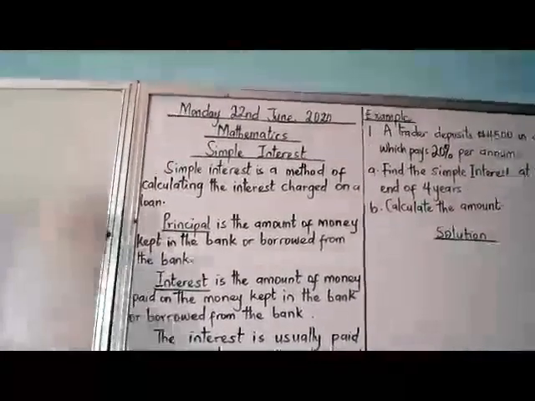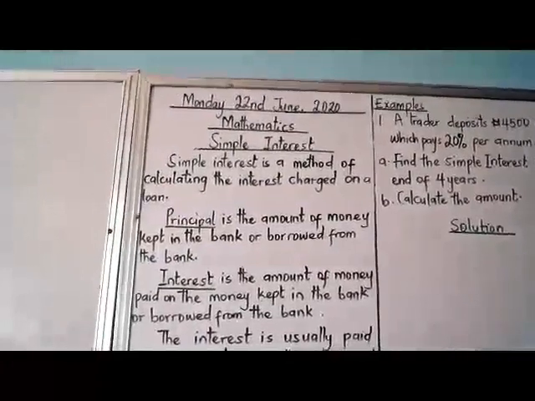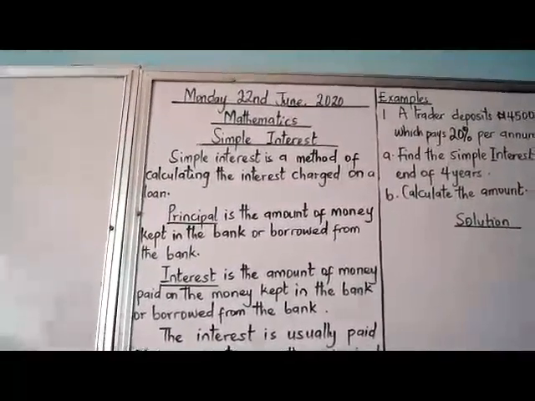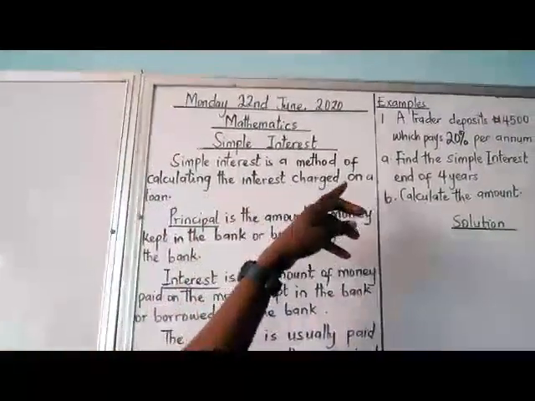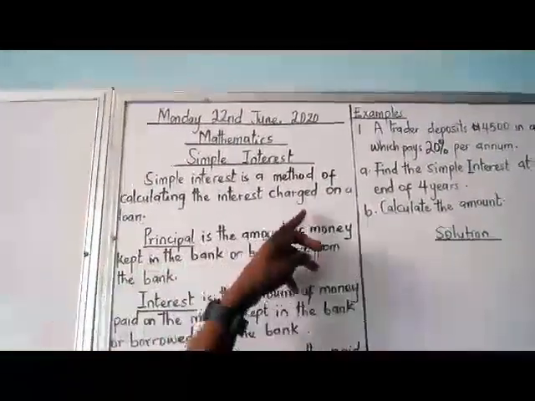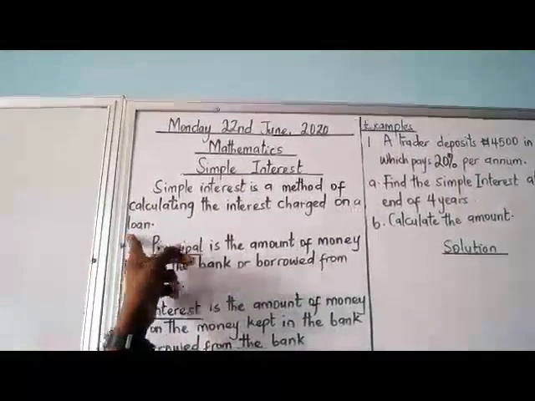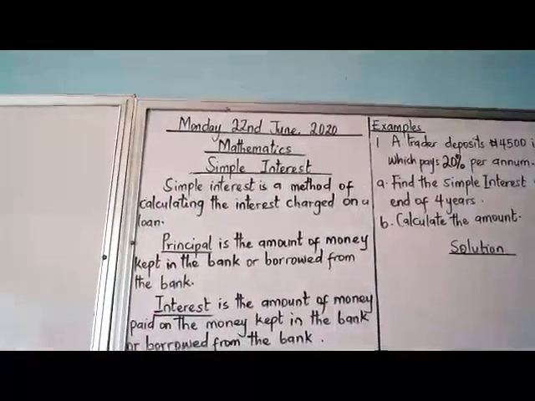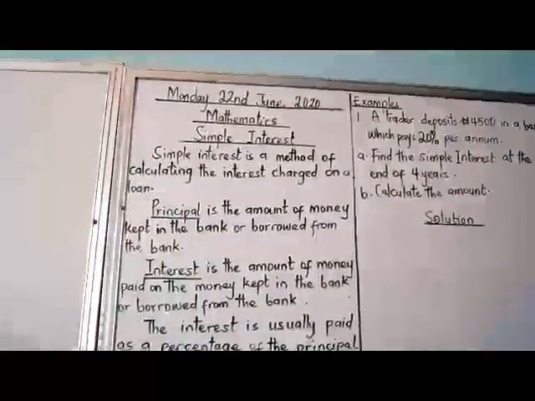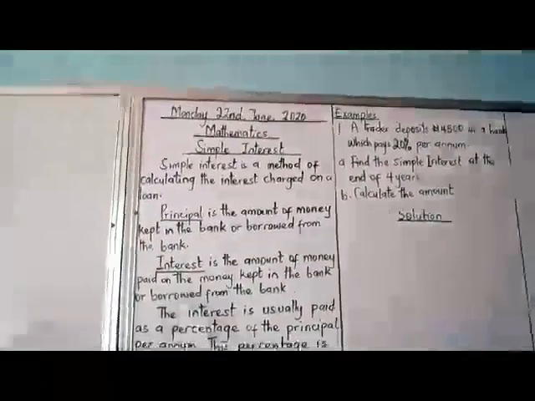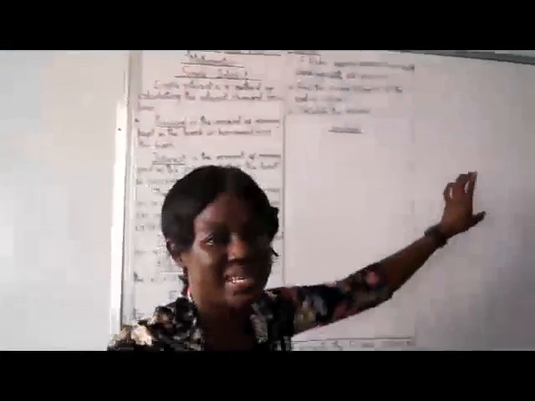Simple interest. So when we hear the word simple interest, what comes to your mind? Let's look at the definition of simple interest. Simple interest is a method of calculating the interest charged on a loan. To get a better understanding of simple interest, there are some terminologies, some words that are used. But before I explain those words, let's quickly go through this example.